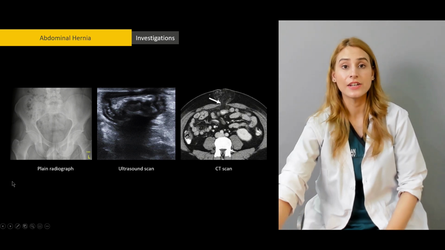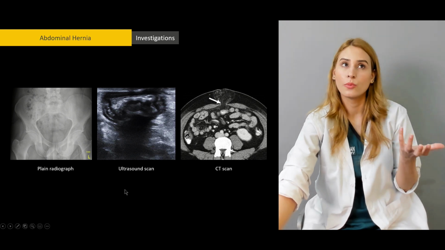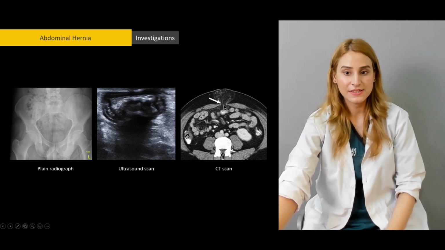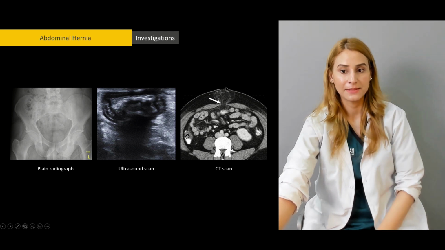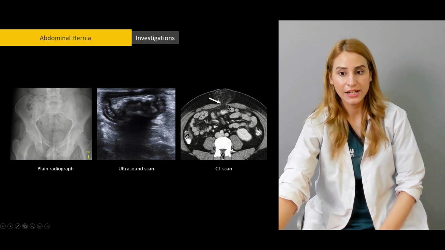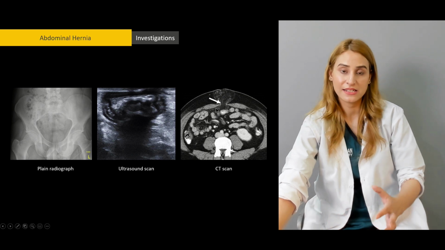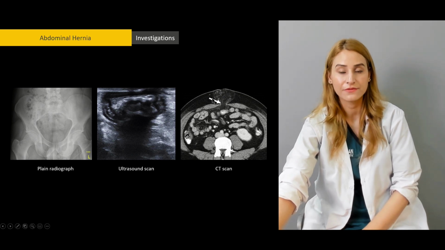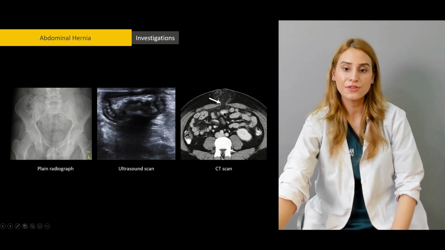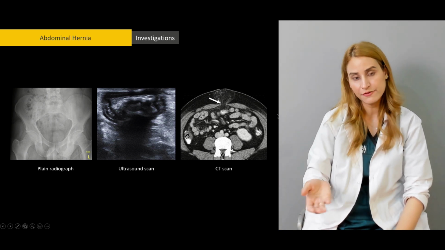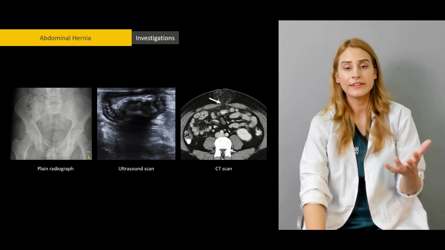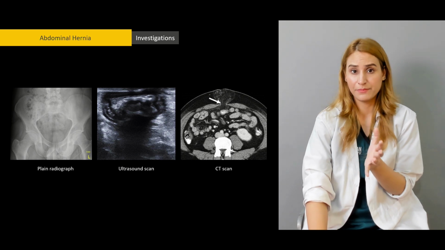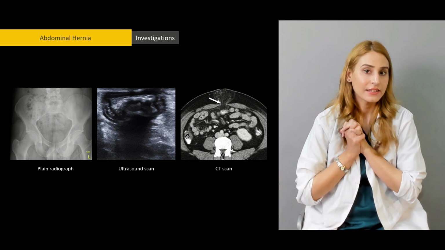CT scan is basically an invasive modality, but here you can see it's giving you more information about the hernia, very precise information. This is the wall defect, and here is the herniation. Probably the intestinal contents are herniated and forming a swelling or the hernia. So CT gives you better information as compared to ultrasonography, and a plain radiograph is of very little importance as long as the hernia is not strangulated or obstructed.